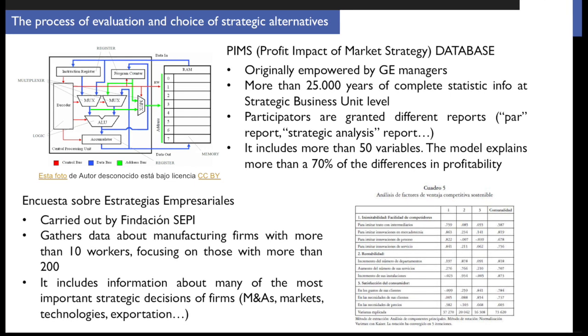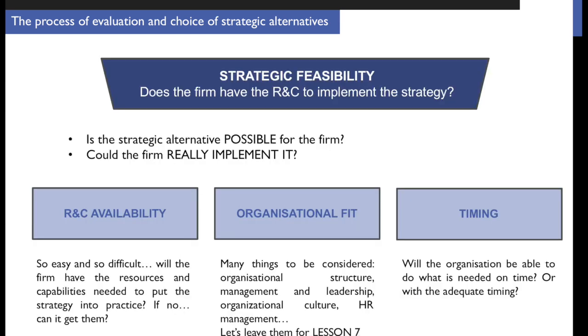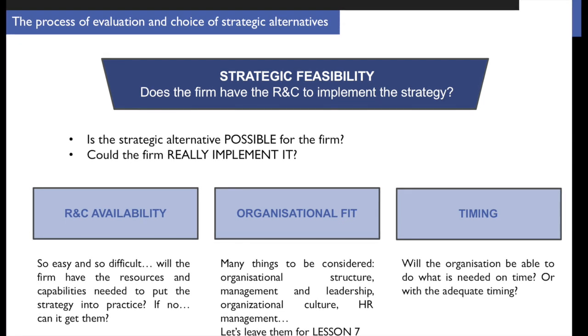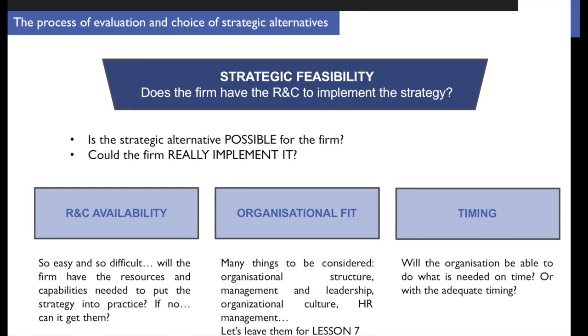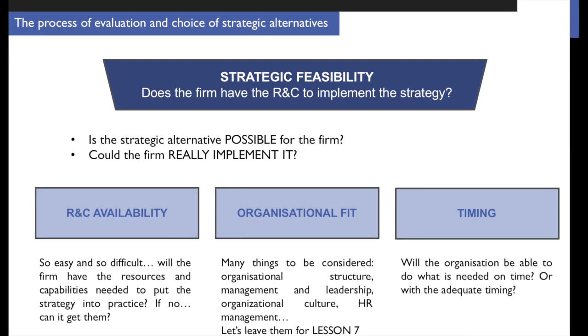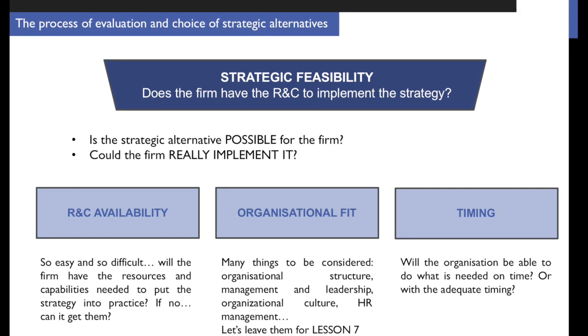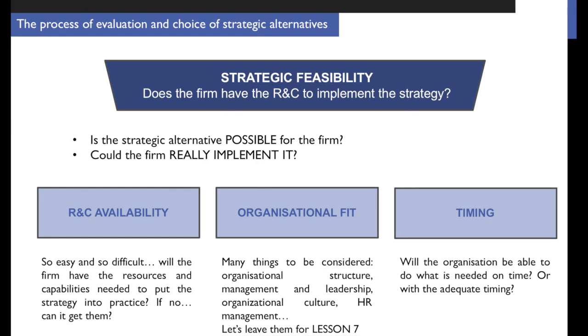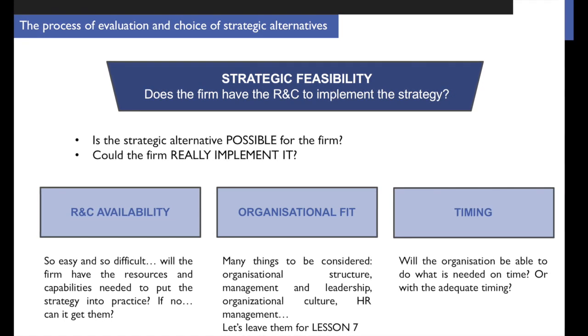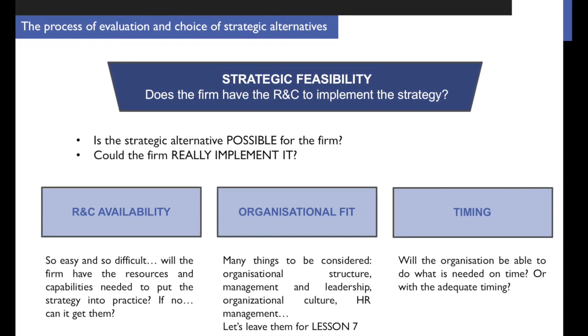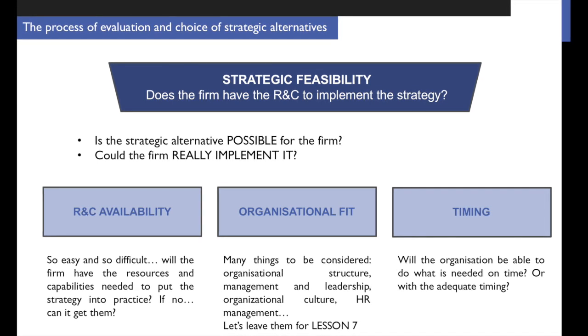Now it comes feasibility. Now we have got suitable strategies that suit the internal and external context. Now, are they feasible? What do we mean by feasible? Is this strategic alternative really possible for the firm? Could we really implement it? Well, this depends on three things. First of all, resources and capabilities availability. If we have got the resources and the capabilities needed to put it into practice. If not, is it possible to get them? If it's not possible to get them and we haven't got them, this strategy is not feasible. We cannot do it. It's not doable, we could say.